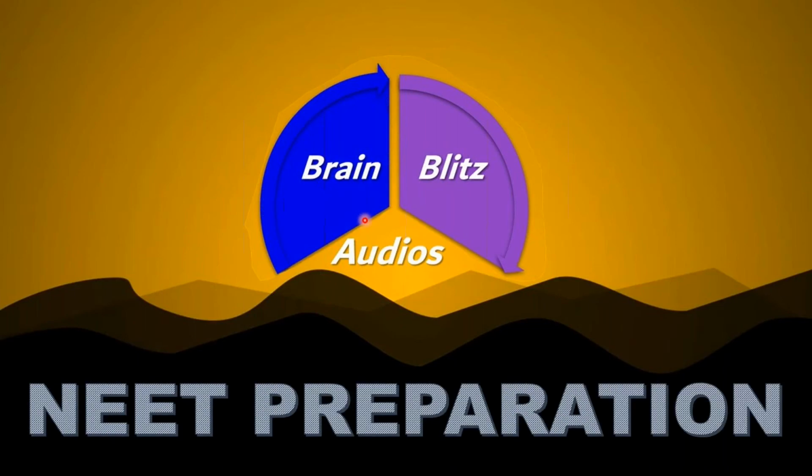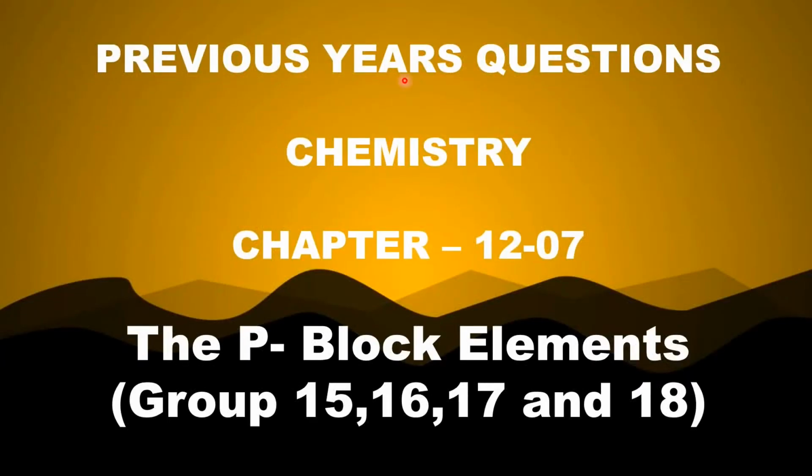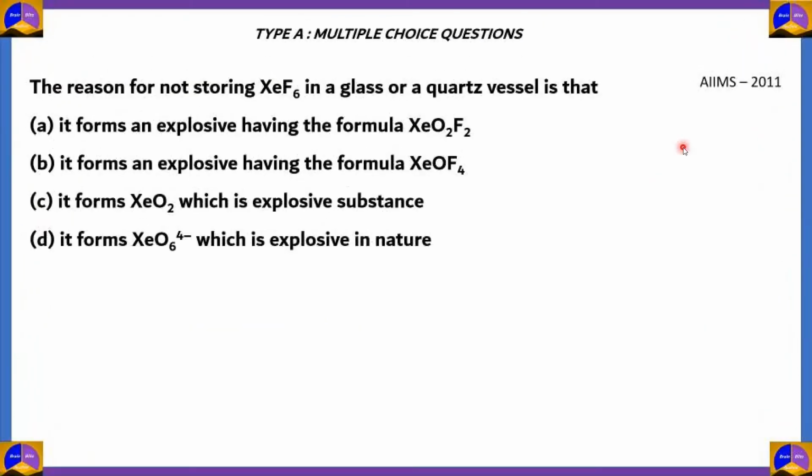Today, in this episode of NEET preparation, we'll be looking at previous year questions of chemistry in medical entrance examinations in India. Today we're dealing with the chapter, the P block elements. This is the 7th chapter in the grade 12 syllabus for chemistry in CBSE. Let's jump right in to our first question.